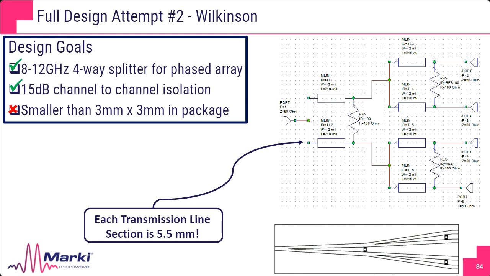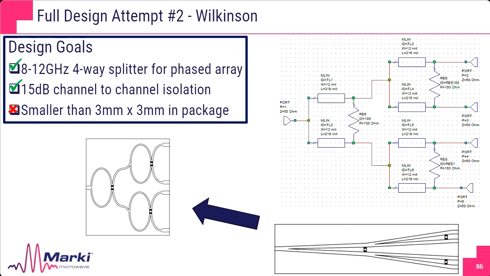So what can we do about this? How are we going to satisfy our design requirement? What can we do to shrink the size? Well, it's actually pretty common to do this sort of accordion style design, where instead of these straight transmission lines, we curve them and bend them a little bit. And this does significantly shrink our package size quite a lot.